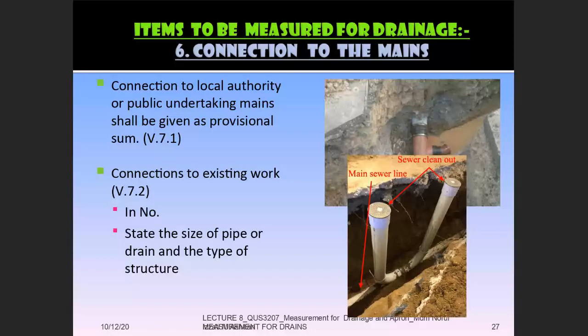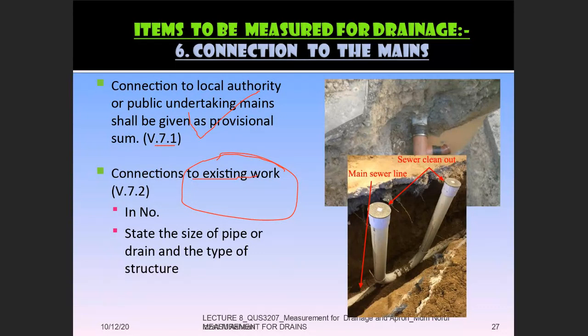Can everyone refer to the drawing? Can everyone refer to section V under V.7? Under V.7, there are two categories. Number one, connection to the main, V.7.1, and another one, connection to the existing work. Connection to the existing work is only available where you have renovation works, but for normal new construction, you only have to measure connection to the local authority, and this is actually the connection to the public sewer that I did mention.